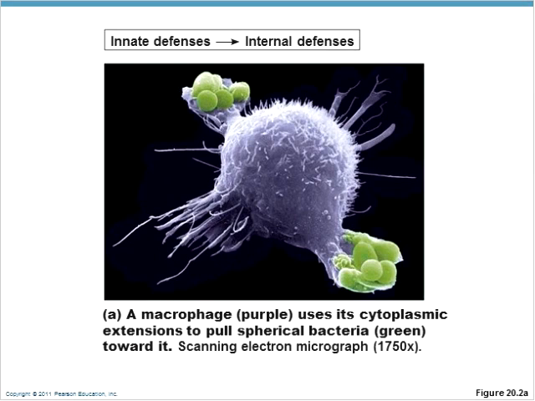This is an electron microscopy of a phagocyte, a macrophage, if you will, using its cytoplasmic extensions to pull the bacteria towards itself. You see the bacteria in these little green spherical forms, and you see that macrophage, and that's really what it looks like. This is an actual picture of that process.